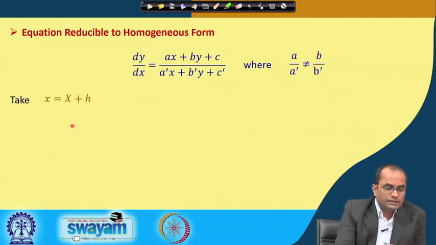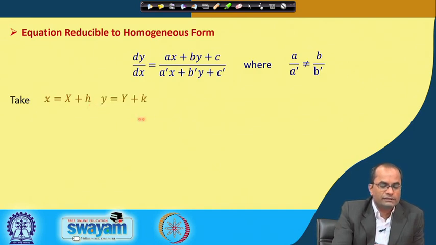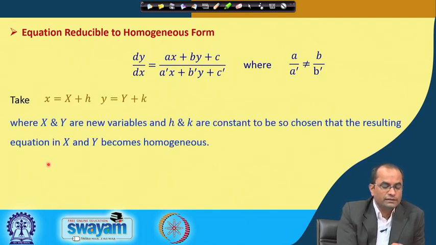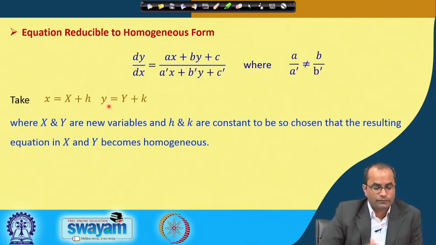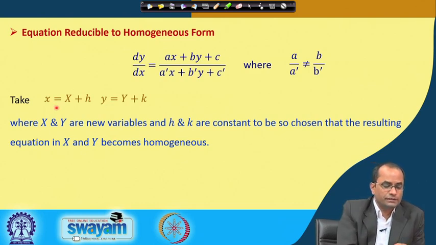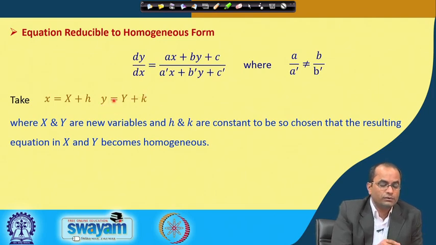So, what we do, we take the substitution that x is equal to big X plus h, and y is equal to big Y plus k, as the new variables, big X and big Y. So now we are changing our independent variable, x as big X plus h, and the dependent variable also, y as big Y plus k.